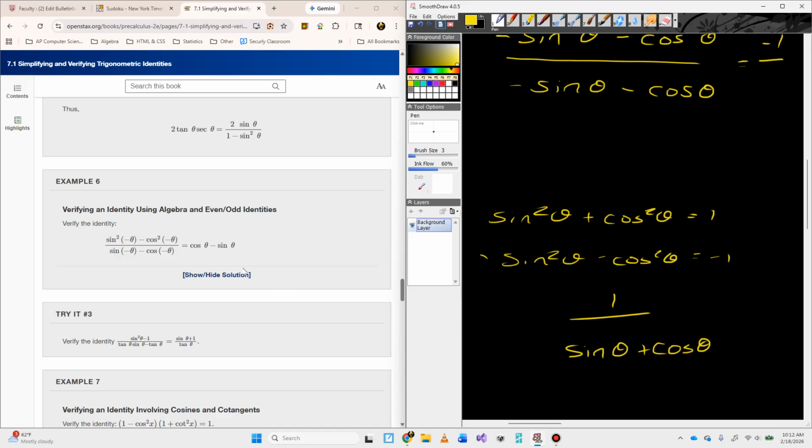Now, am I done? I'm verifying the identity that this is cosine theta minus sine theta. Well, I'm not very close here. And there are certain things that I probably haven't realized. For example, this could be written as 1 over sine theta. So I'm finding myself kind of stuck.